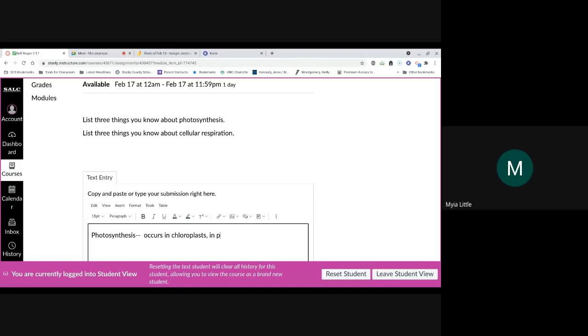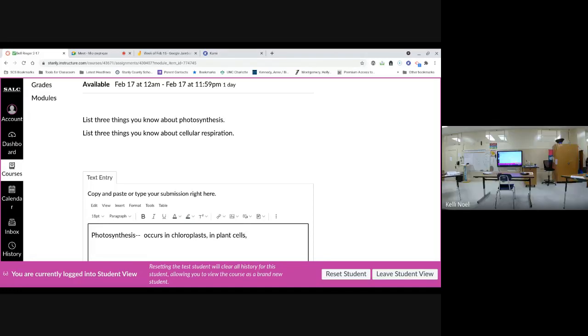Does anybody know the purpose of photosynthesis? What does photosynthesis do? It provides food for the plant. All right, it makes food. Anybody know what that food is called? Glucose or sugar. So you can put that if you want. But we got 3 things there: occurs in chloroplast, in plant cells, and it makes food. It's a process that makes food.